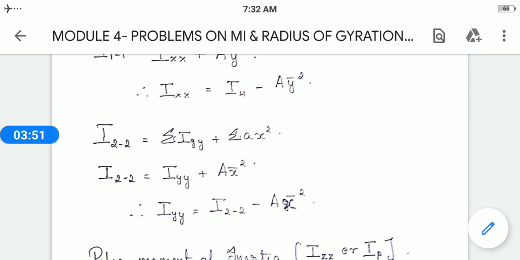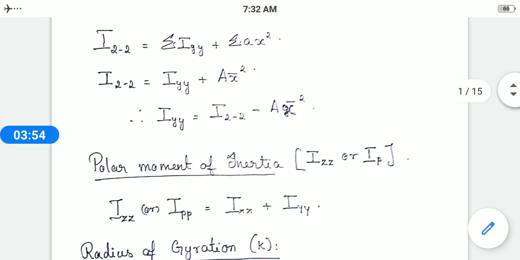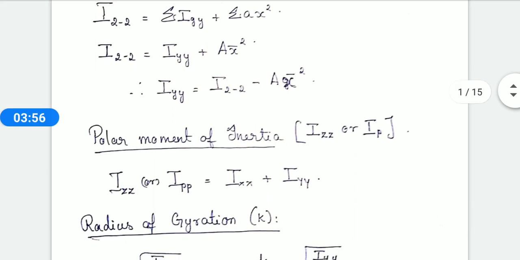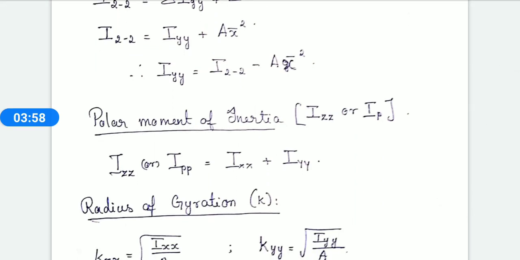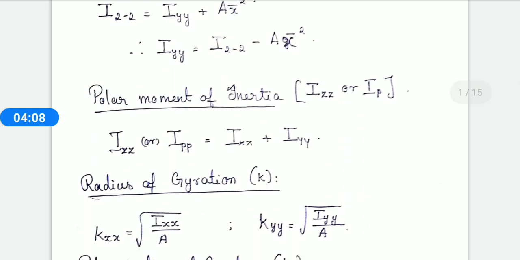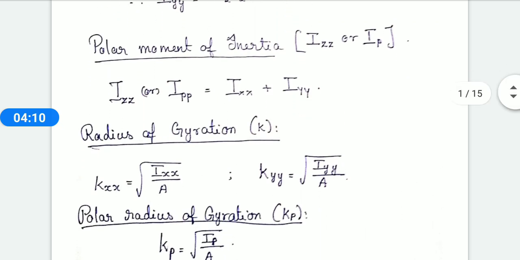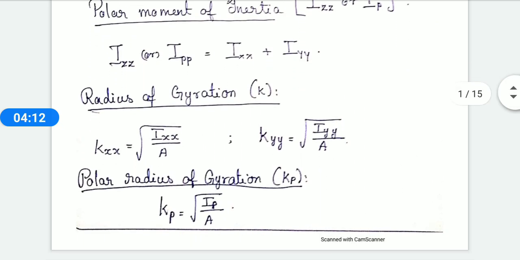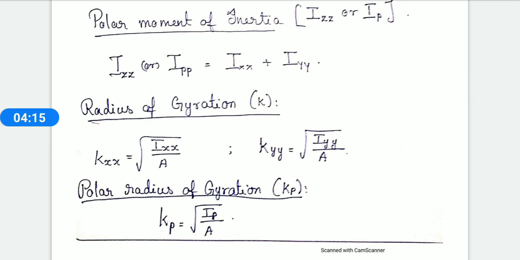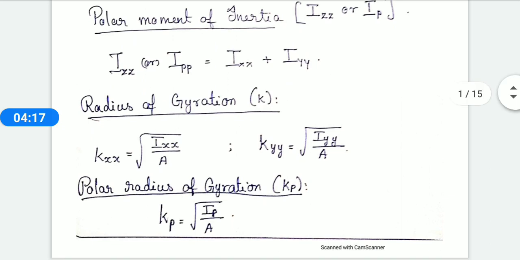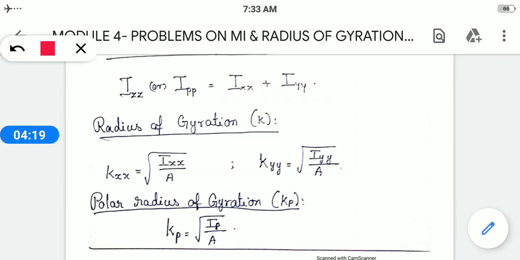If you get Ixx and Iyy, you can easily get the polar moment of inertia and radius of gyration as well. The polar moment of inertia can be represented by Izz or I of p, which is equal to the addition of Ixx plus Iyy. Radius of gyration means kxx or kyy according to the axis they are asking about in the question. If they are asking for radius of gyration about the x-axis, you need to find kxx. If it is about y, it is kyy.